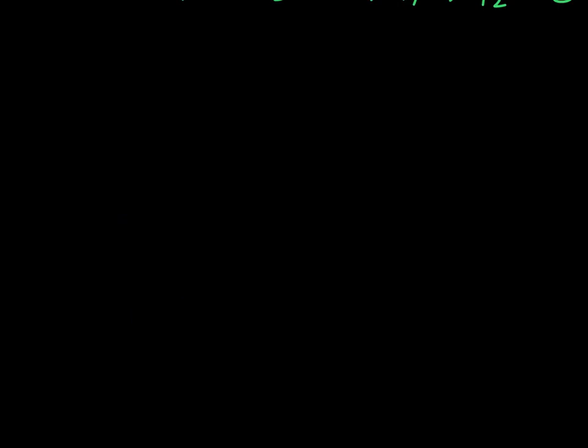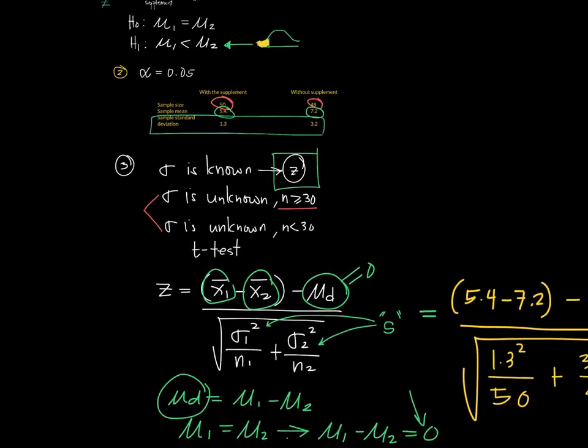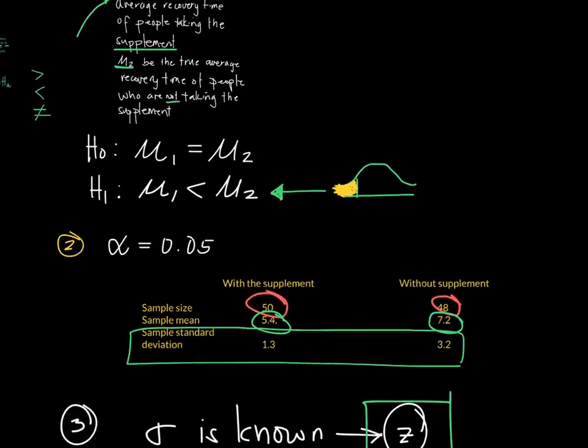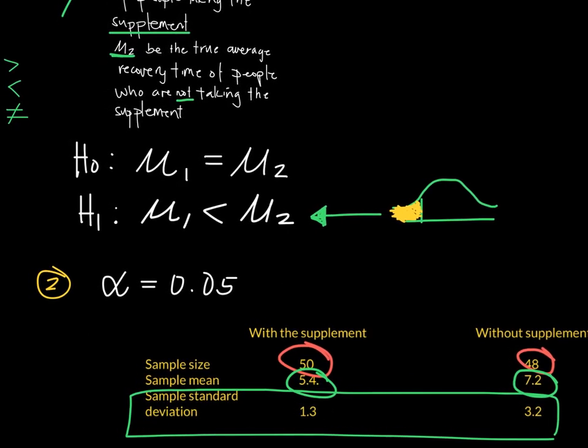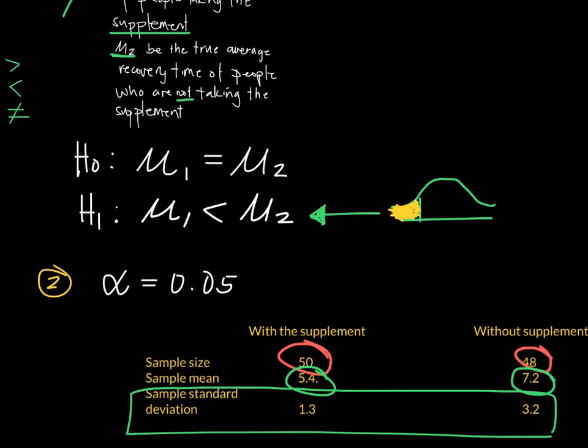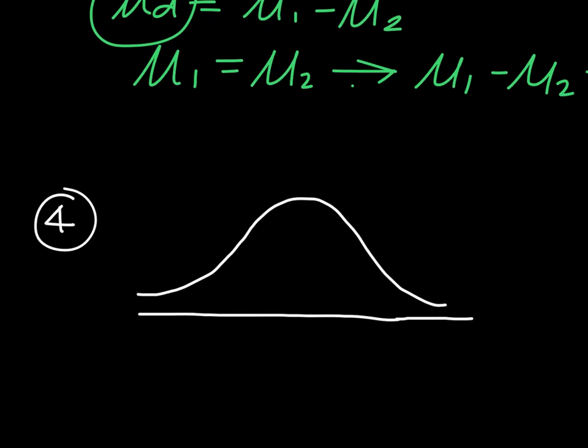Step number 4 is about setting up the diagram. So let's create our diagram. So that's the normal curve, standard normal curve. And then we refer to our alternative hypothesis to know what type of diagram we are going to use. So if you remember what I said earlier, it says mu1 is less than mu2, and less than means we have to set up a left-tailed diagram.